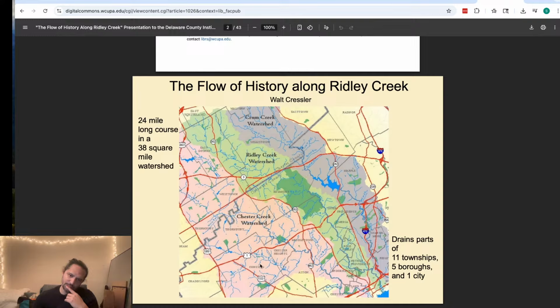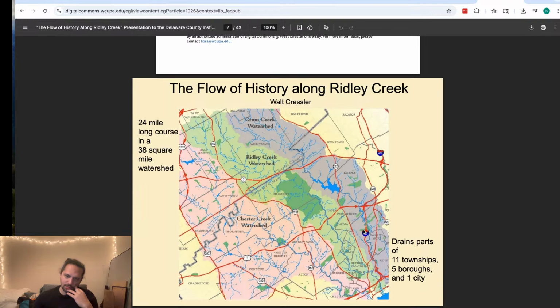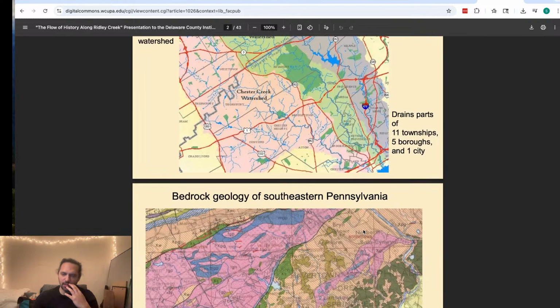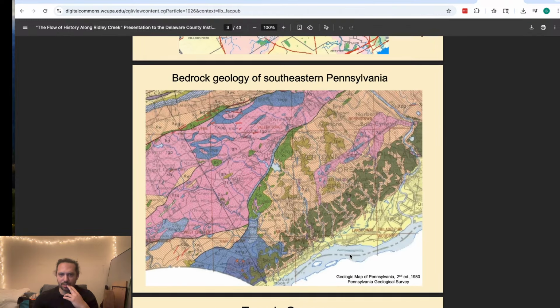So you have Chester Creek, which is pink, Ridley Creek green, and Crum Creek, I don't know what that is, blue, like darker pink. 11 townships, 5 boroughs, and 1 city. Wow. Pretty intense, huh? Pretty cool. Bedrock geology of southeastern Pennsylvania. Look at that. Wow.